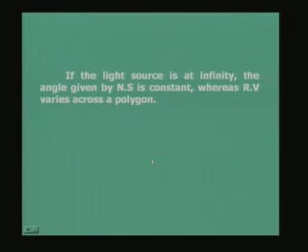So, the last few points regarding Phong's illumination: if the light source is at infinity, the angle between n dot s is a constant, whereas r dot v varies across a polygon. We assume in the Phong illumination case, that when the light source is at infinity, the angle between n and s is constant. It is the angle theta which we talked about earlier in the case of diffuse reflection. This is valid the same when s is at infinity.